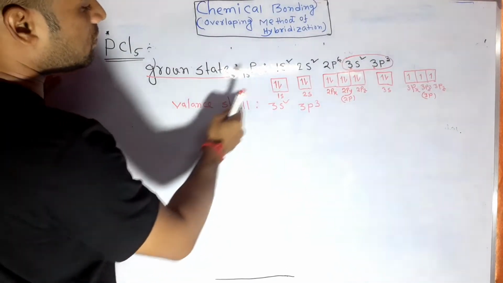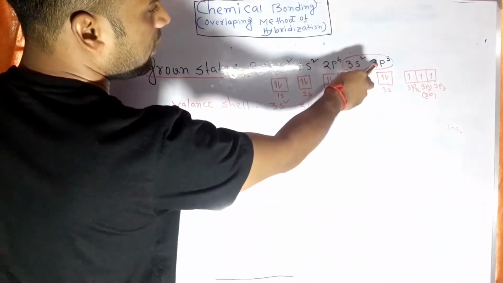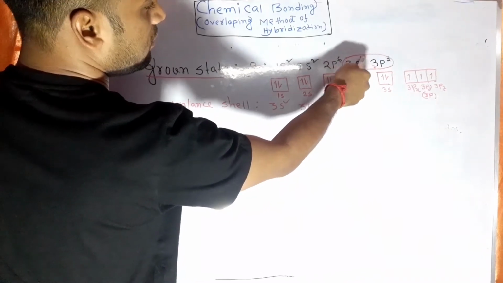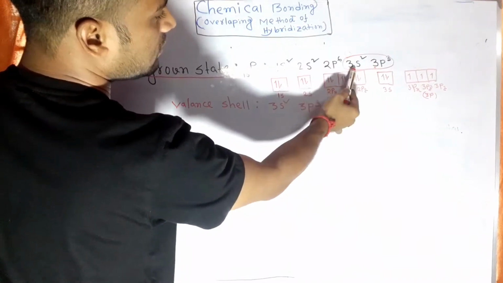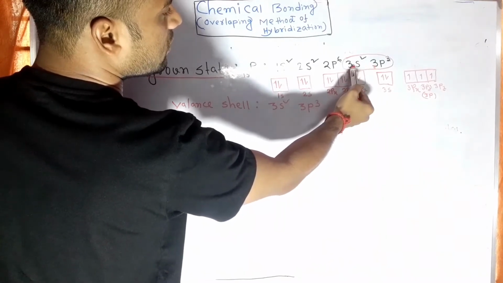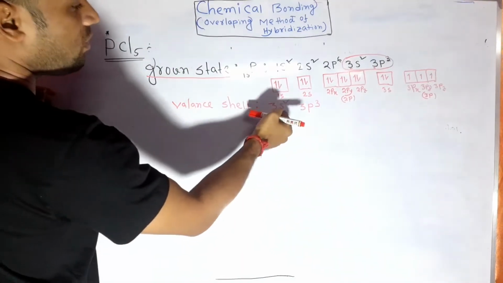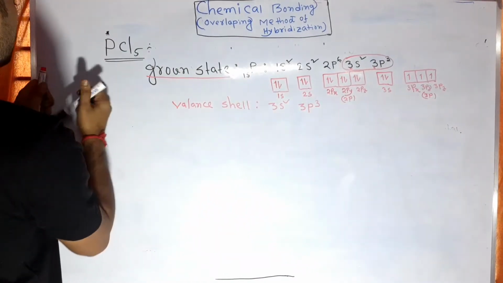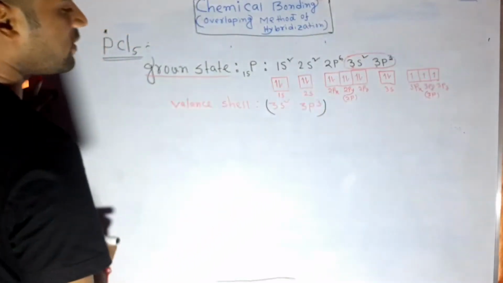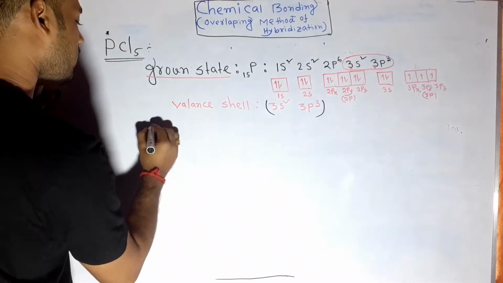What is the procedure of identification of the valence shell? The outermost shells are 3s and 3p, with an equal principal quantum number. So this is the outermost shell, the valence shell. So we shall take only the valence shell configuration. Then the ground state, then the excited state.